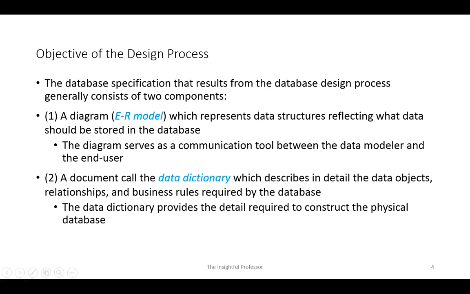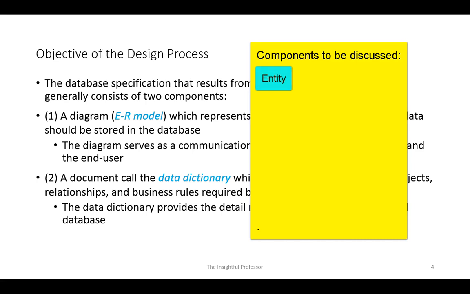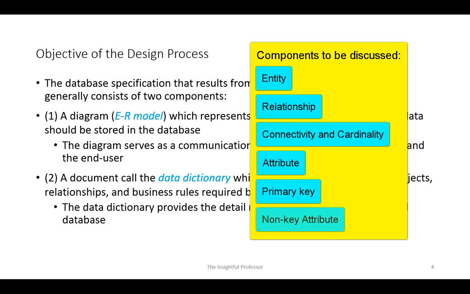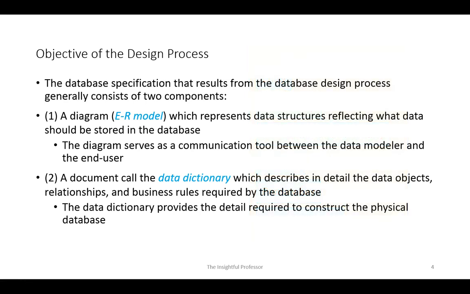In this video, we will define the components that will be used in our diagram. Specifically, we will provide definitions and graphical representations for entity, relationship, connectivity and cardinality of a relationship, attributes, primary key, additionally, non-key attributes. We will introduce these components in the spirit of the entity relationship model.